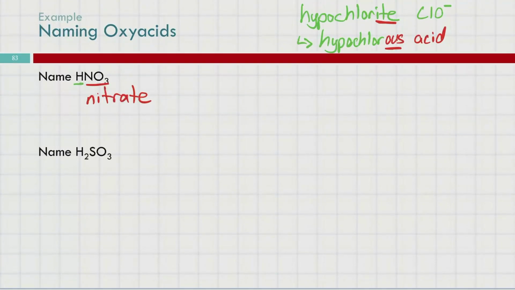I also overlooked, it's got the H in front, so it's an acid. So it's an acid, and it's made with nitrate. What's our rule for things that end in ATE? How do we change them? ATE turns into IC. So nitric, and add acid to the end.